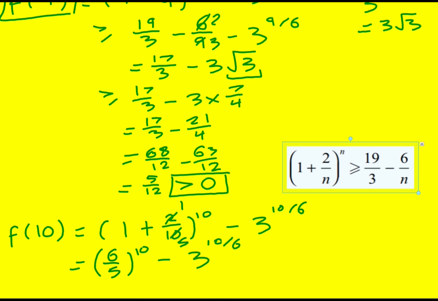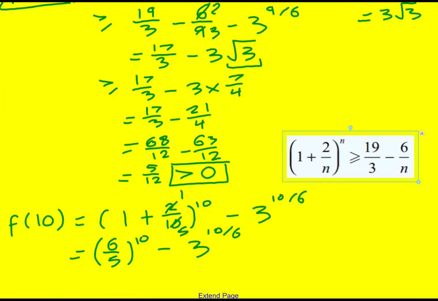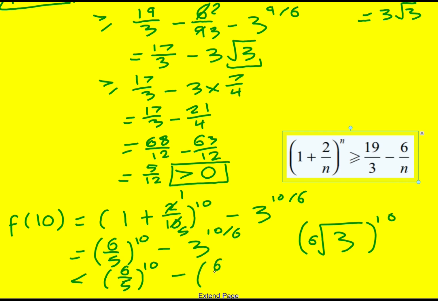Let's leave it as 10 over 6 for the moment, because earlier on we were told that the sixth root of 3 is greater than 6 over 5. So this is actually going to be less than 6 over 5 to the 10 minus, remember, this is a 3, this is actually the sixth root of 3 to the power of 10. So this also becomes 6 over 5 to the 10.